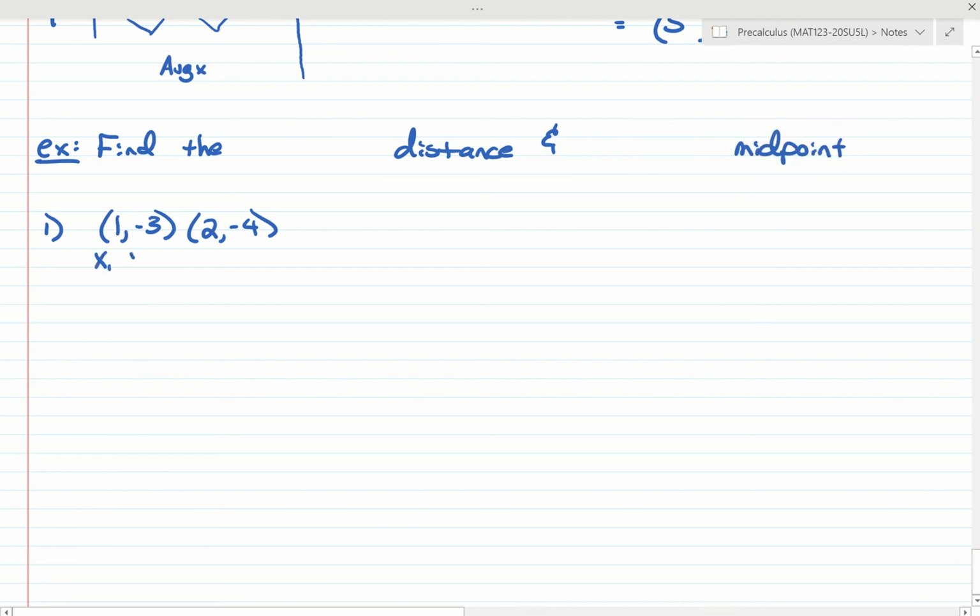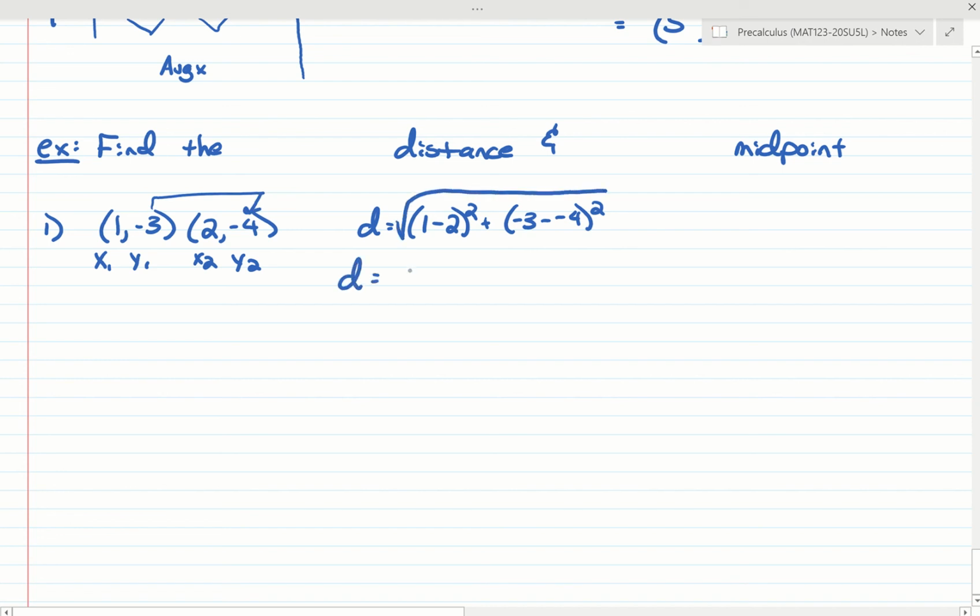So if we have x1, y1, x2, y2, let's go ahead and do it. Our distance would be the square root of (x1 minus x2) squared plus (y1 minus y2) squared. And just be careful, because remember, you're subtracting a negative, right? So sometimes people get excited and they just put one of the negatives, but you're subtracting a negative, you have to put that. So our distance would be 1 minus 2 is -1 squared, plus -3 plus 4 is 1 squared. So our distance here would be 1 plus 1 is 2, or square root of 2 units.